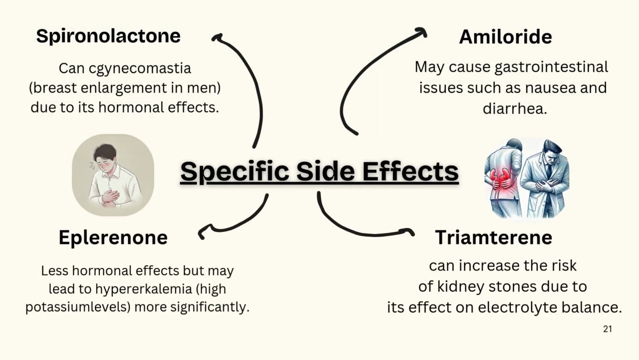Specific side effects. Spironolactone can cause gynecomastia, breast enlargement in men, due to its hormonal effects. Eplerenone has less hormonal effects but may lead to hyperkalemia, high potassium levels, more significantly. Amiloride can cause gastrointestinal issues such as nausea and diarrhea. Triamterene can increase the risk of kidney stones due to its effect on electrolyte balance.